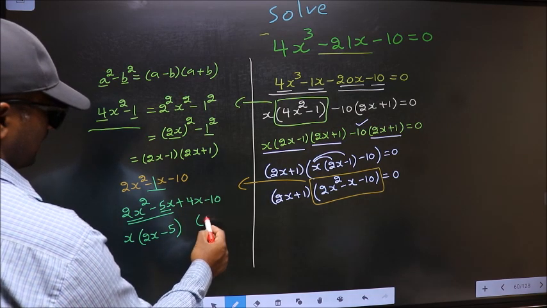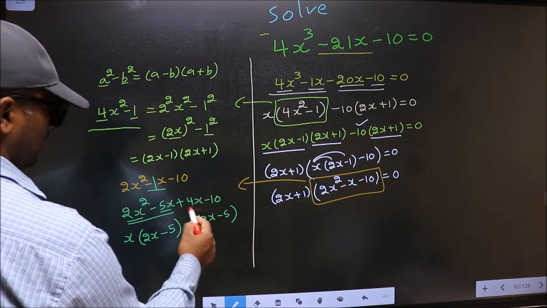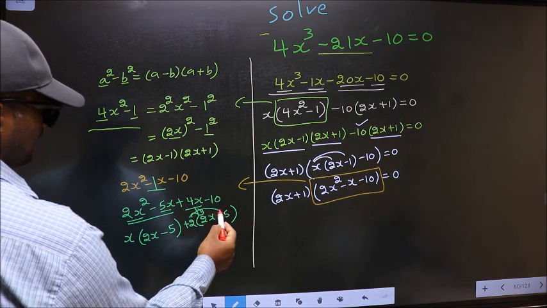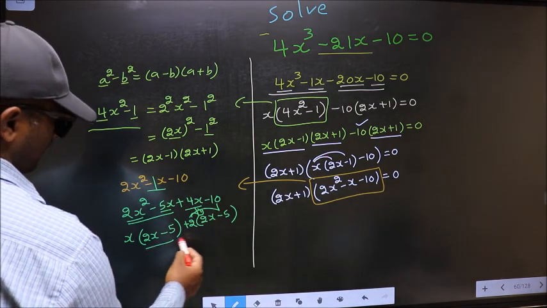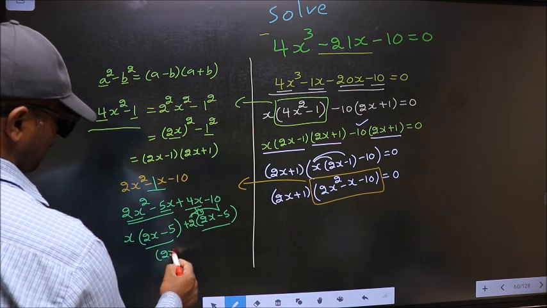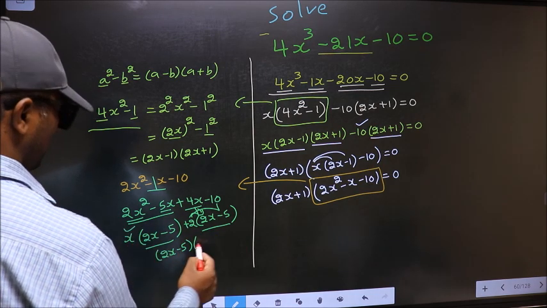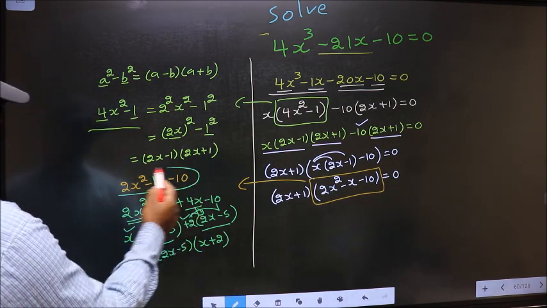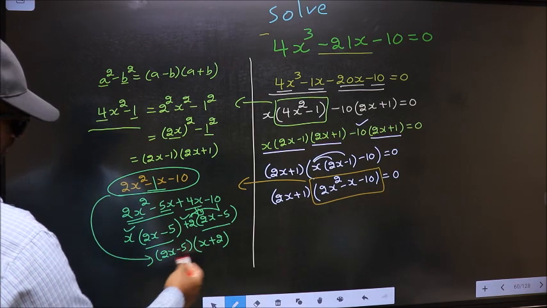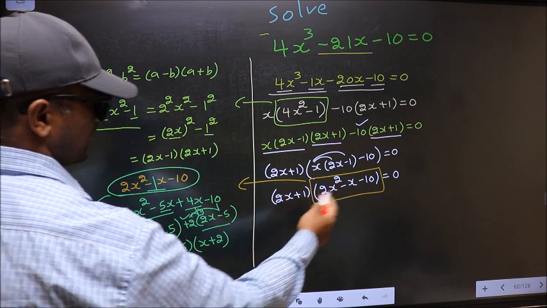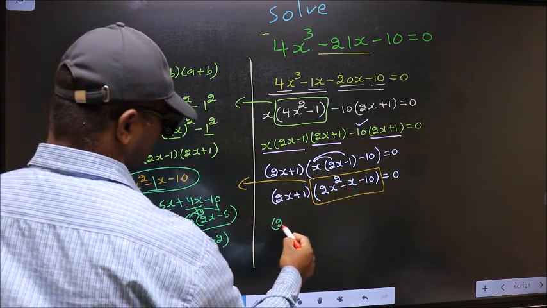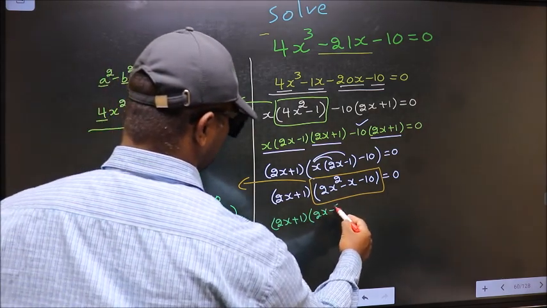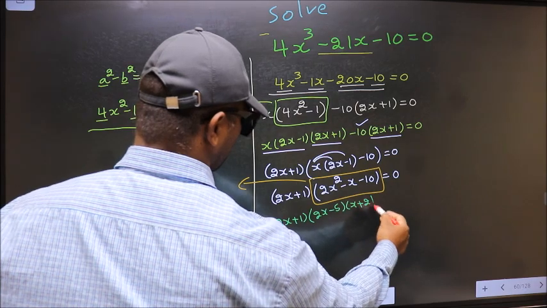Now whatever we got here, here also we should get the same thing. From this 2x gone inside, so outside we get plus 2. Even if you multiply and check, still you get the same thing. Now take out 2x minus 5 common. So here we have x and here plus 2. Now in place of this quadratic, we should write this over here. So this equation becomes 2x plus 1, 2x minus 5, x plus 2 equal to 0.